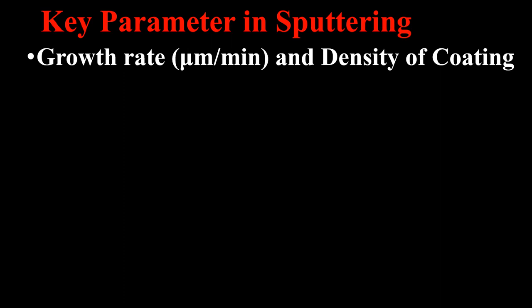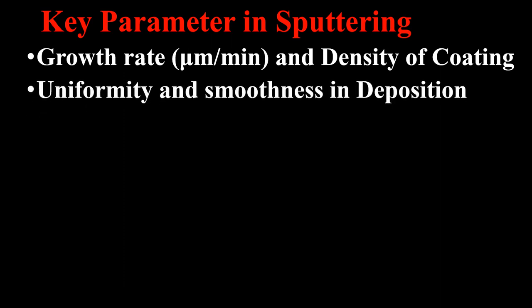And secondly, the density of the material is also very important in terms of semiconductor applications, because if there is any kind of porosity or any type of defect in the material, that can really destroy the whole application of that material. So the density and the growth rate are the key parameters in sputtering deposition. The next key parameter is the uniformity and the smoothness of the deposition.